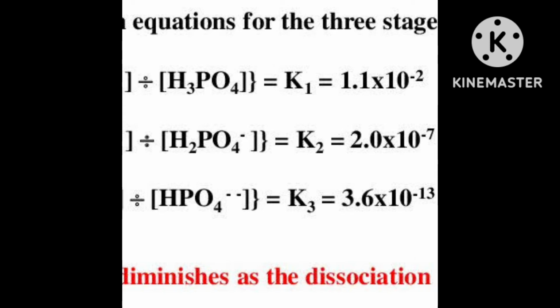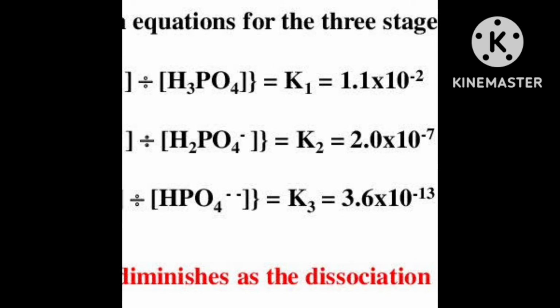And sulfuric acid, H2SO4: K1 value is very large, and K2 value is 1.2 into 10 to the power minus 2. Carbonic acid: Ka1 is 4.3 into 10 to the power minus 7, and Ka2 is 5.6 into 10 to the power minus 11. Citric acid: Ka1 is 7.4 into 10 to the power minus 4, and Ka2 is 1.7 into 10 to the power minus 5. Here Ka3 is also there, since in citric acid 3 hydrogens are replaceable. The third value is 4.0 into 10 to the power minus 7. The second value is minus 5, and the first value is minus 4.